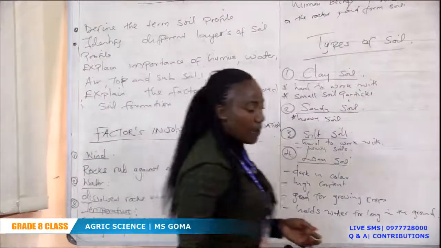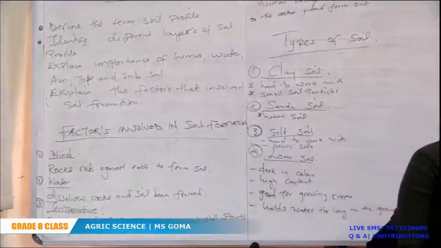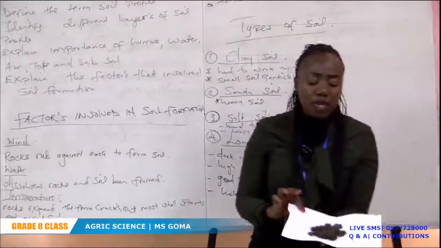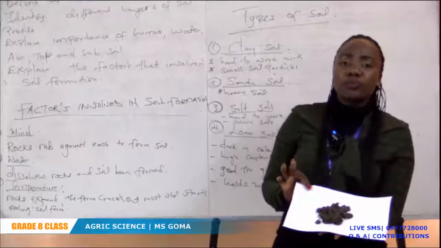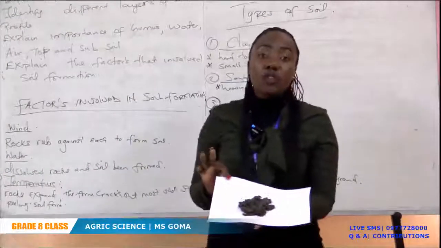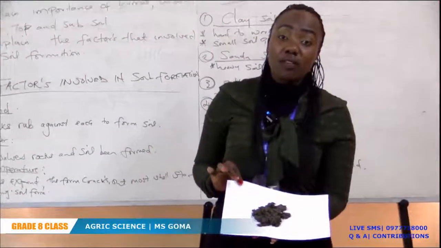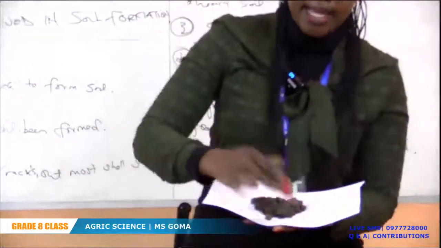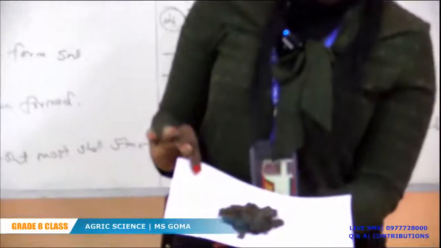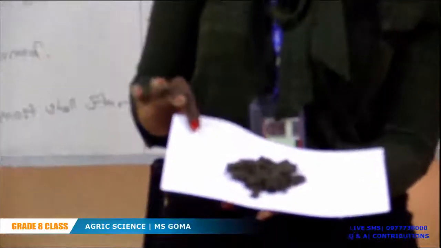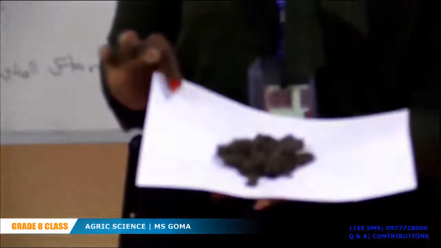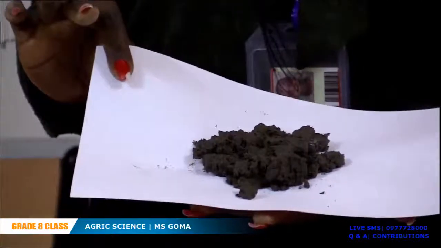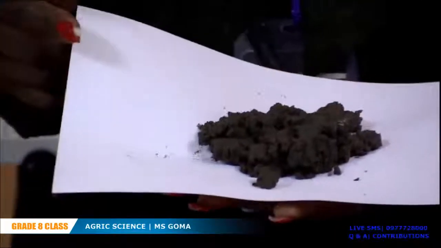Okay, so I have an example with me, the type of soil. This type of soil that I have here is loam soil. Have you seen the color of loam soil? Are you able to see it? Okay, so the color is dark. This soil is high in humus, high in nutrients that are required in growing crops, and it is good for growing crops. Apart from that, it is easy to work with.